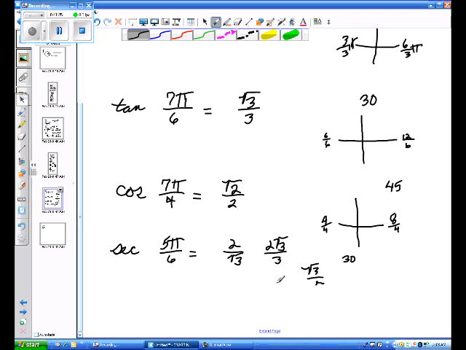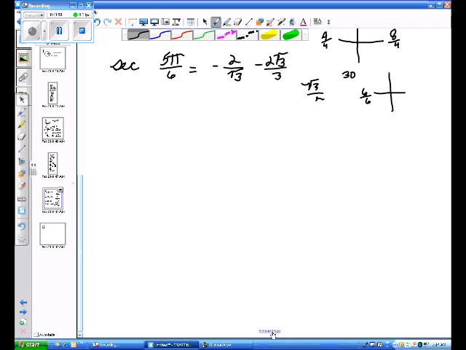Now we need to decide the quadrant. 5/6, that's less than 1. And 5/6 is closer to 6/6 than 0/6. So we're in the second quadrant. In the second quadrant, cosine is negative. So it would be negative 2 square roots of 3 over 3. You think reference angle, then you think quadrant, just so that you can get whether it's positive or negative.